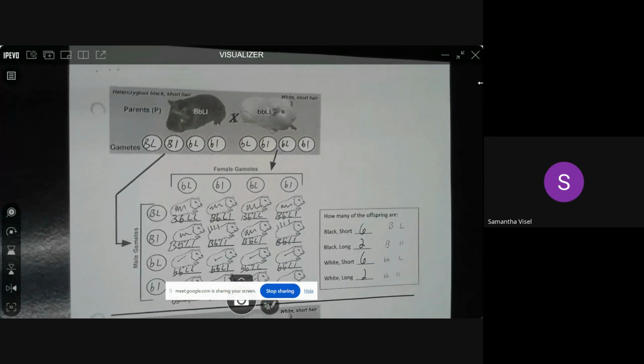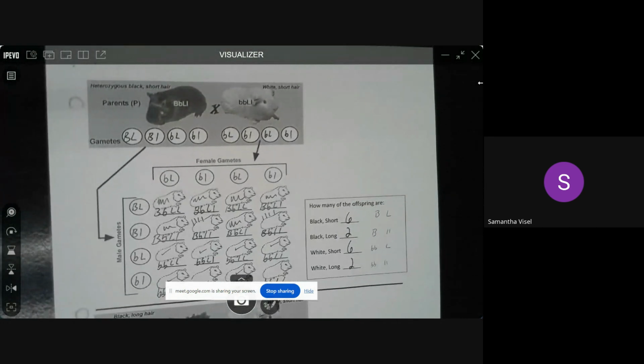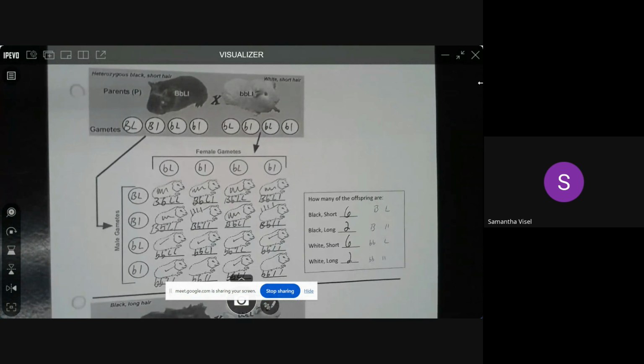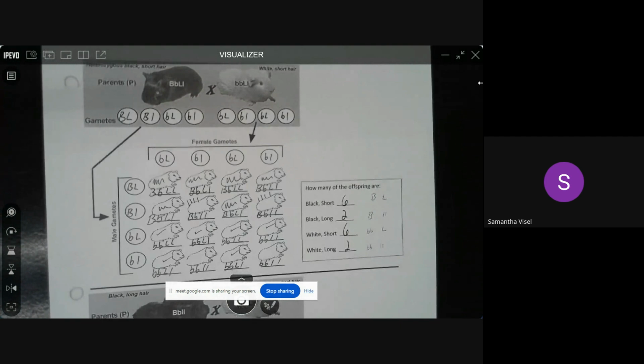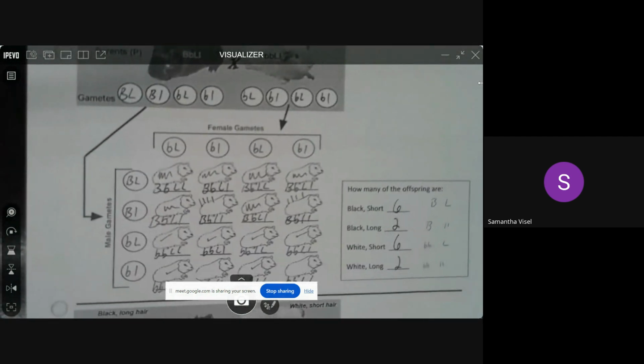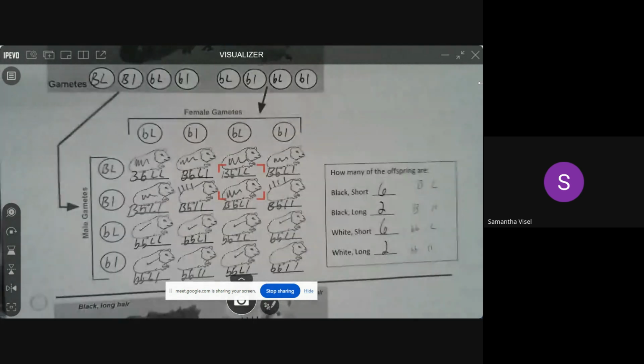So again, if you were absent yesterday, you'll want to watch that video. Again, this key's posted so you can check it later. Those of you that were here, we're going to want to check our crosses, check our answers, and do any fixes if needed.